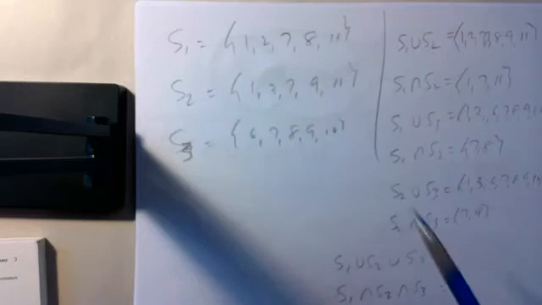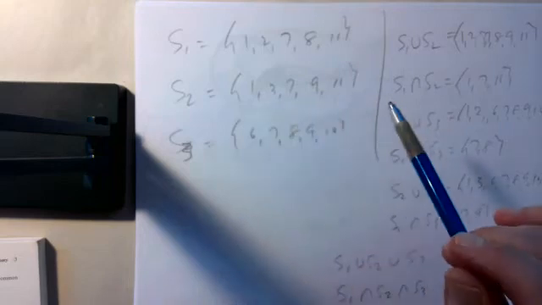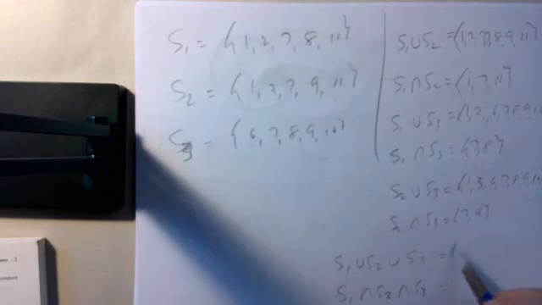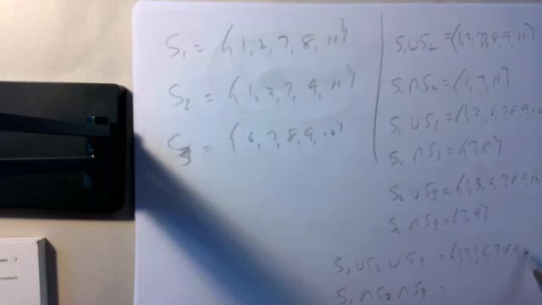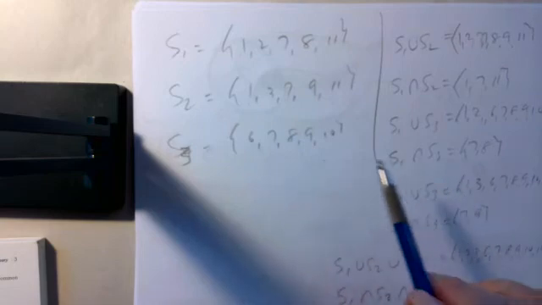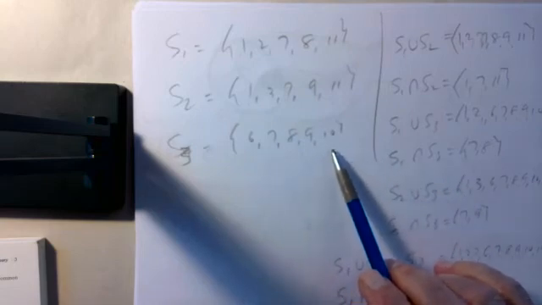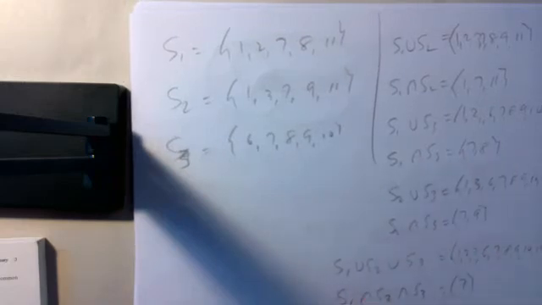And if I take these 3 sets together, what's in the union? I have 1, 2, 3. There's no 4 or 5. And then 6, 7, 8, 9, 10, 11. And what's in the intersection of these three sets? The only number that's common to all of them is 7. Okay.